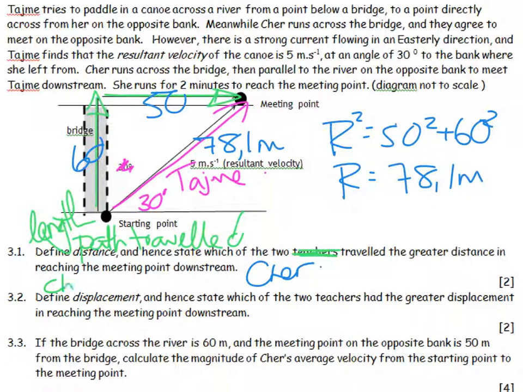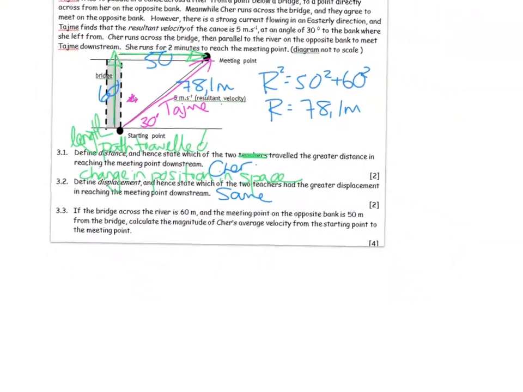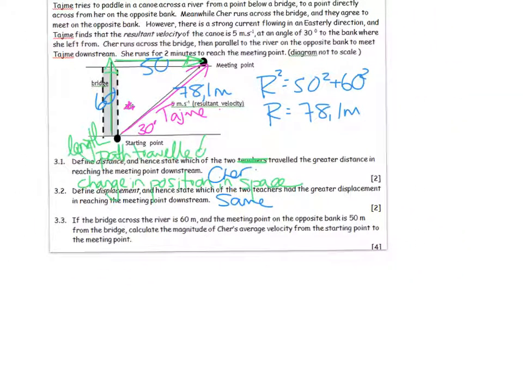Displacement is change in position in space. It is an actual definition that you need to know, and since both of them went from this point over here to that point over there, it doesn't matter what path they took, their displacement was exactly the same. Then it goes on to say, if the bridge across the river is 60 meters, which they have just done, and the meeting point on the opposite bank is 50 meters from the bridge, calculate the magnitude of Shira's average velocity.